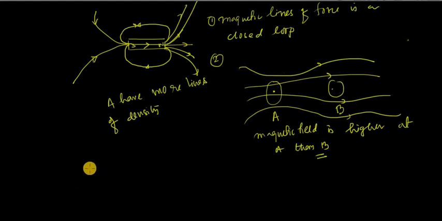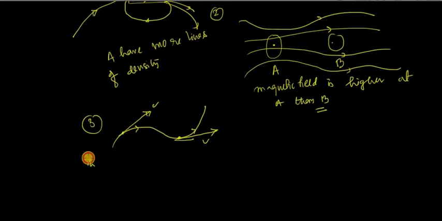Number 3 point: suppose this is a magnetic line of force. At any point, to find the direction of the magnetic field, just draw the tangent. This tangent gives you the direction of the magnetic field at that point. So a tangent on the magnetic line of force gives you the direction of the magnetic field at that point.